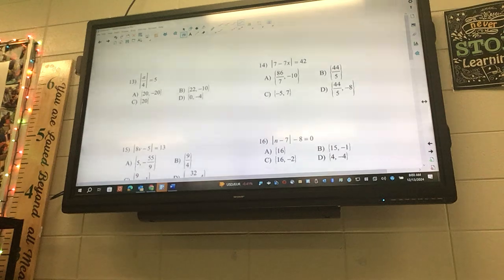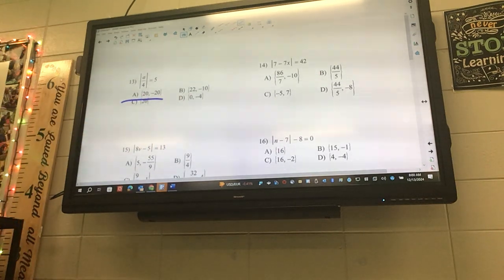Yeah, so when we see the bars and its absolute value, you should automatically have 2 answers. So what can we eliminate? C. We can automatically eliminate C. Okay, without even doing anything. So now, you got a better shot of getting it right, okay?